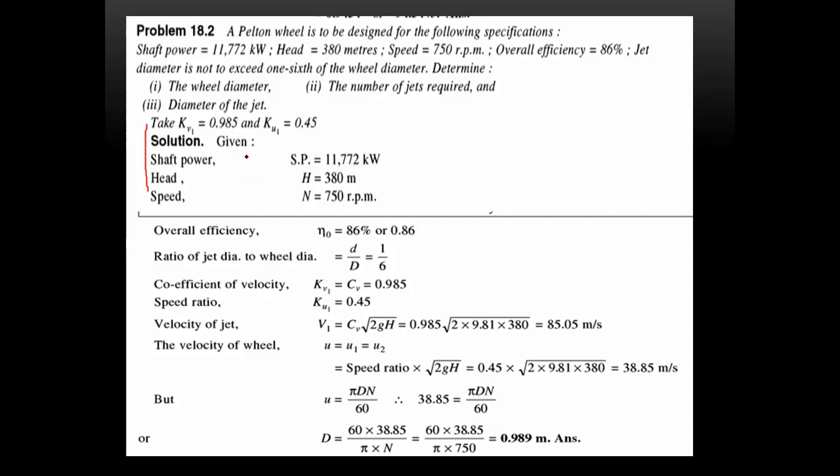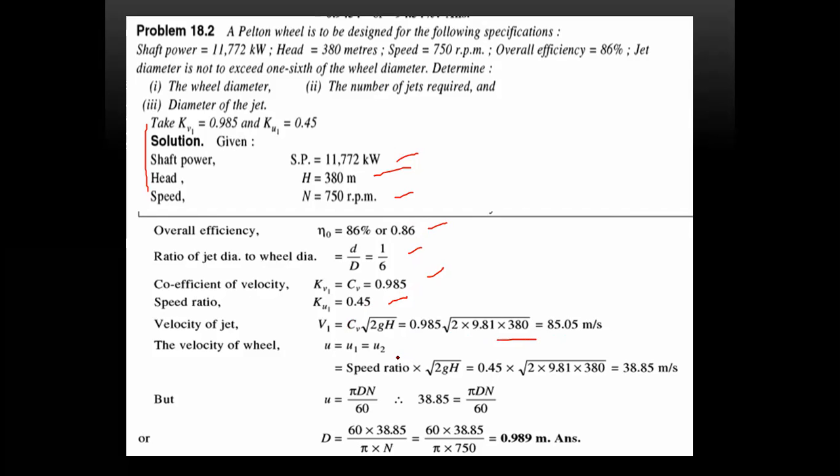Next, given data is SP is equal to this one, head is equal to this one, N is equal to this one. Now overall efficiency is 86%, 0.86. Now the ratio of jet to wheel diameter is d by D, that is equal to 1/6. Now the coefficient of velocity CV is equal to this one. Now KU1 is equal to 0.45. Velocity of jet V1 is equal to CV into root 2gH. The value is this one.